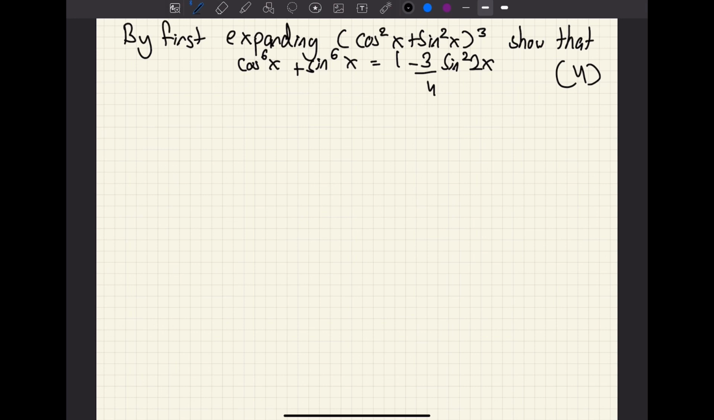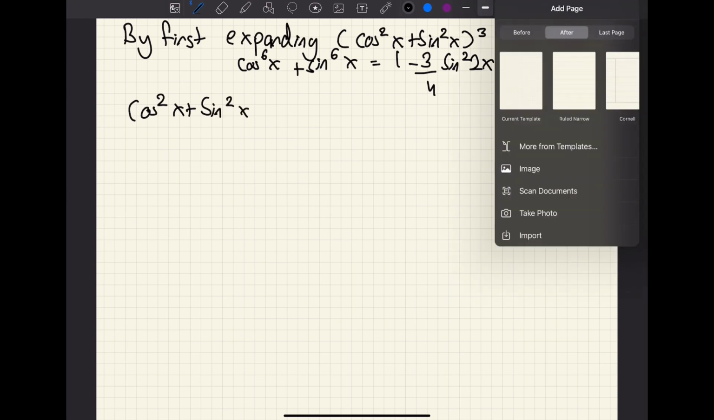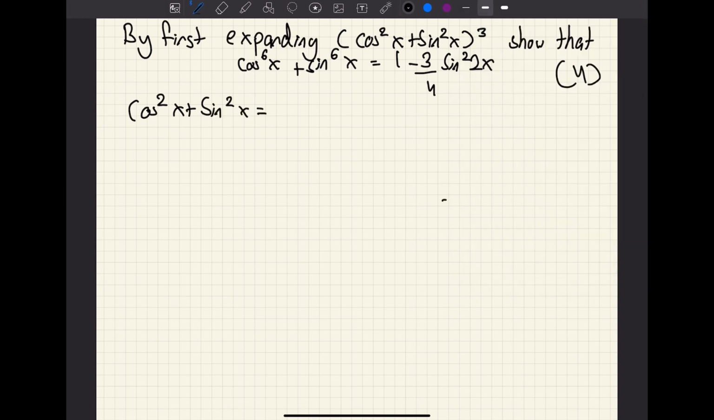So let's do the first part of the question, which is first expanding (cos square x plus sine square x) cubed. Don't be confused by this. Although it does say cos square plus sine square, we know from AS and A2 that cos square x plus sine square x is equal to 1. But it's asking to expand beforehand, so don't replace it with 1 just now. I'll keep that written over here because it'll help. So this is equal to 1.